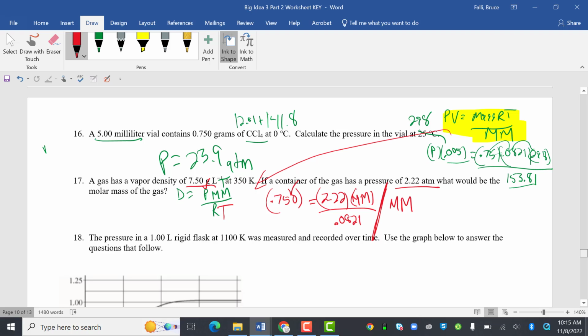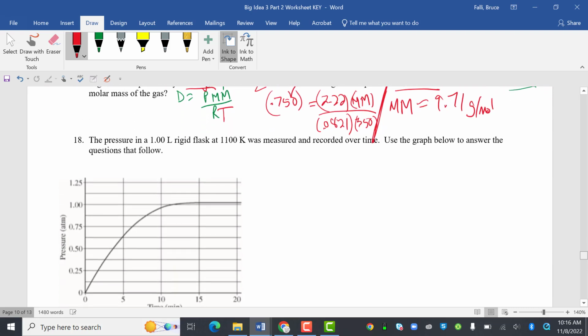So remember, a molar mass of something cannot be less than 1 because hydrogen's the smallest one. So I need to have 0.0821 and 350. That means my answer is going to have to be multiplied by 350. My first one was wrong. So 0.75 times 0.0821 times 350 divided by 2.22, and I get 9.71 grams per mole. I like that a lot better.